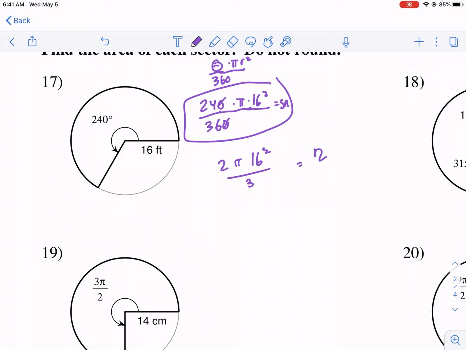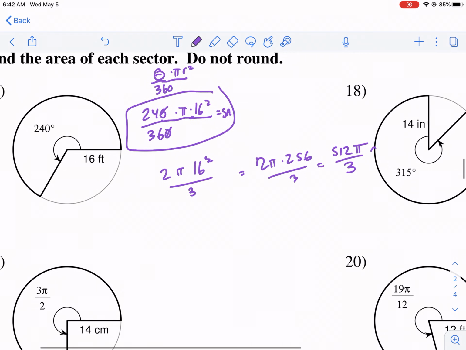So I have 2 pi times 256 over 3. I don't think 256 can be divided by 3. It cannot. So we're just going to multiply across, and that will be our final answer. So 256 times 2 gives us 512 pi over 3, and then we have feet squared. Let me move this over, actually.